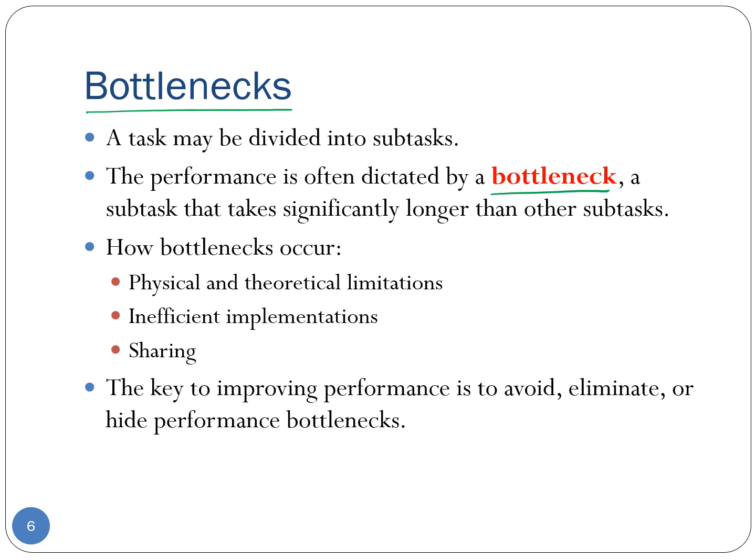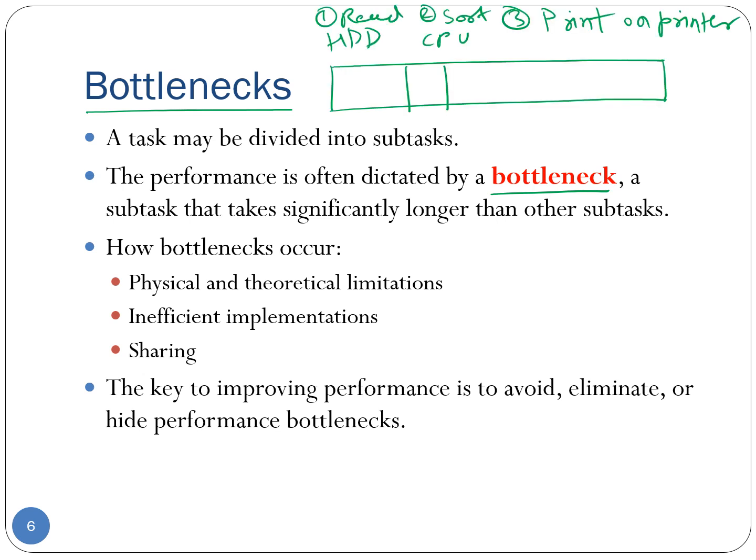Let's take a very simple example. Let's assume that we have a task that wants to read a bunch of numbers from the hard disk, sort these numbers, and then print the sorted numbers on a printer. So there are three things we are doing. We want to read the numbers from the hard disk, then we want to sort these numbers, which will happen in the CPU, and finally we would want to print these sorted numbers using a printer.